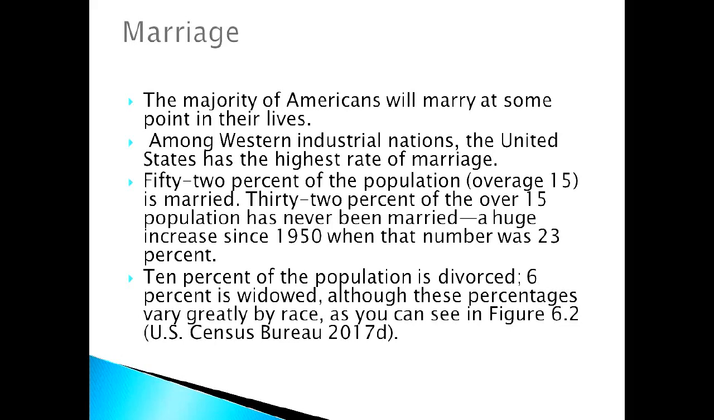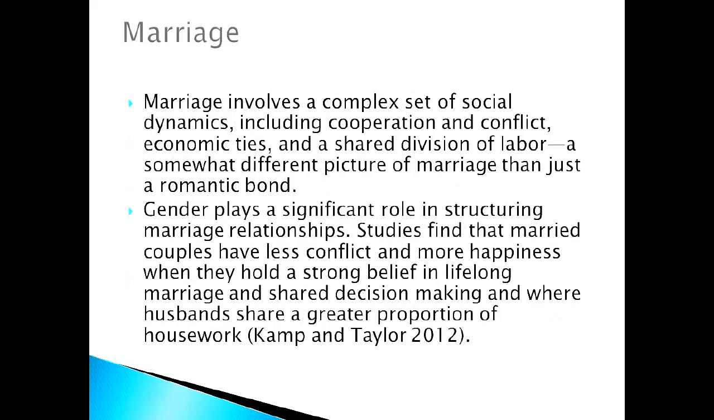Among Western industrial nations, the United States has the highest rate of marriage. 52% of the population over age 15 is married. 32% of the over 15 population has never been married, a huge increase since 1950 when that number was 23%. 10% of the population is divorced, 6% is widowed, although these percentages vary greatly by race. I don't have figure 6.2, it's in the book, sorry about that.